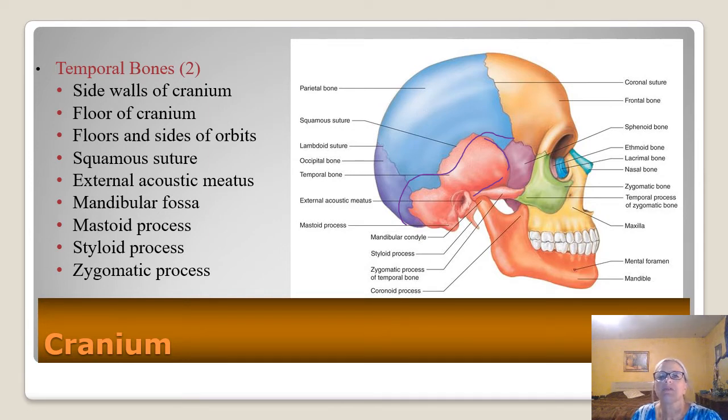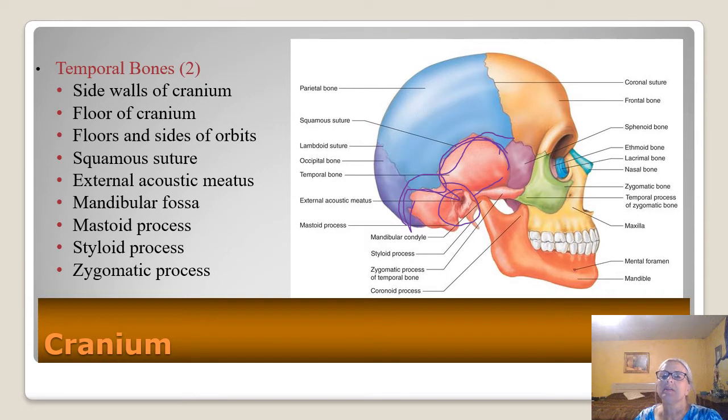We have this squamous suture here, and you can see that here. It almost makes an S shape, so that can help you remember squamous. It contains the external acoustic meatus. Meatus is another hole, or more of a tube-like opening. Acoustic has to do with hearing, and external means outside. So this is the opening of your ear to the outside. Well, not for the eardrum, but in the bone that allows the auditory canal to go through, to get that sound through. Then we also have the mandibular fossa.